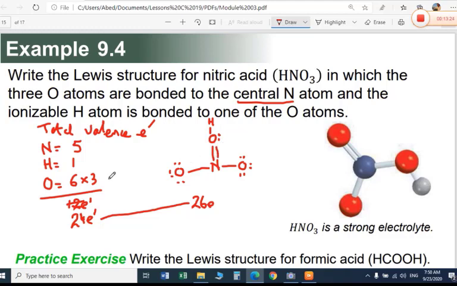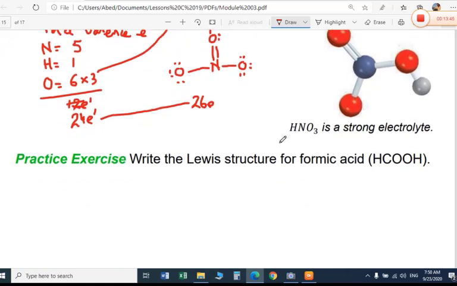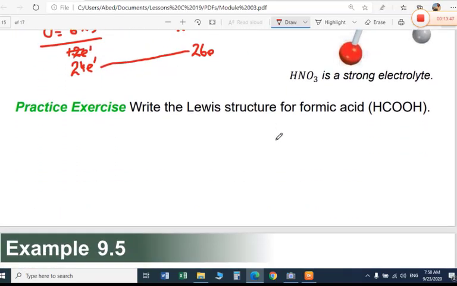Sorry, I forgot to multiply this 3. This 3 will be multiplied here, to make it 24. Okay, this is the structure here. You can place the hydrogen either here or here, no problem, but I made it here to make a symmetry. Symmetry is better. Then comes formic acid.